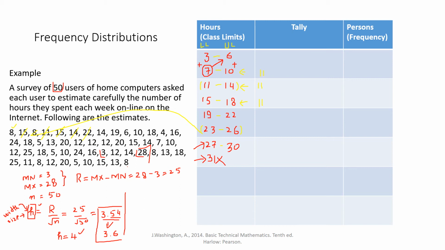22. Where is 22? 22 is here if you see. 14. Where is 14? 14 falls here in this group. So this way, in front of each class, we count. This tally is actually counting. This is a counting technique, a counting method.